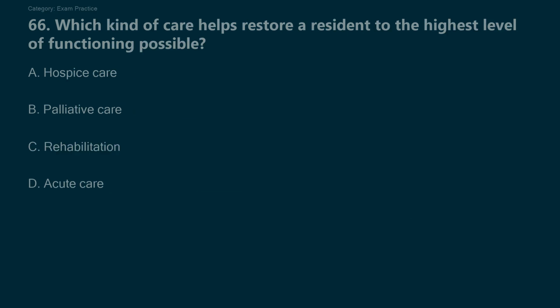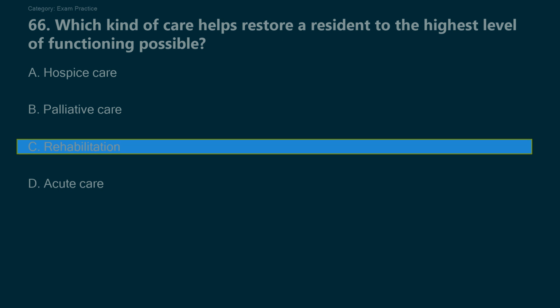Question 66. Which kind of care helps restore a resident to the highest level of functioning possible? Option A, hospice care. Option B, palliative care. Option C, rehabilitation. Option D, acute care. The correct answer is option C, rehabilitation.